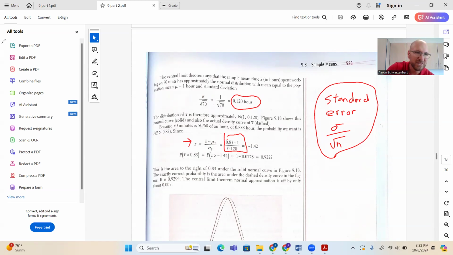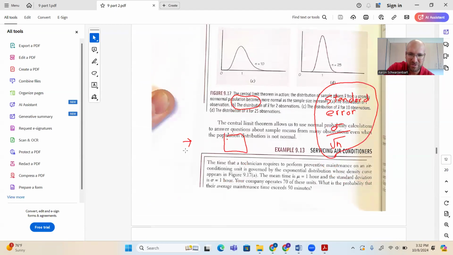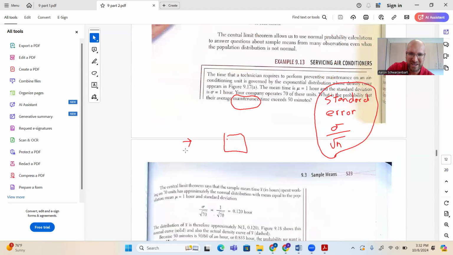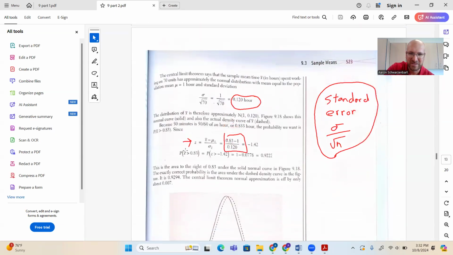Sorry, I need to go back. I can't remember what the question's asking for. Is it asking for more than one? What is the probability their average maintenance time exceeds 50 minutes? So the mean is an hour. So I get z negative 1.42. That gives me the probability of being below.